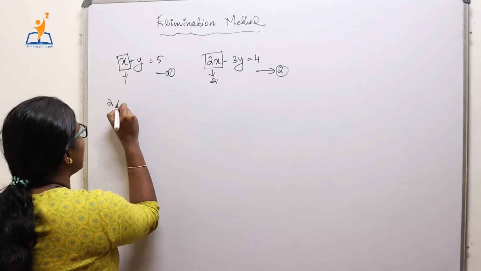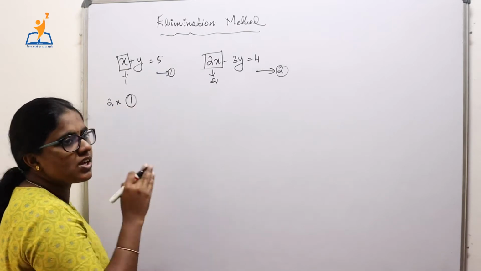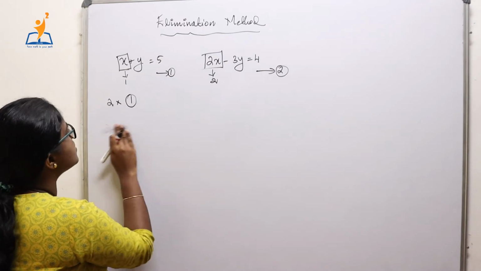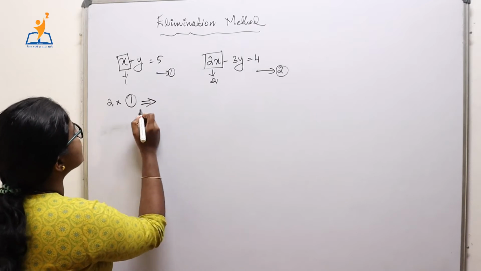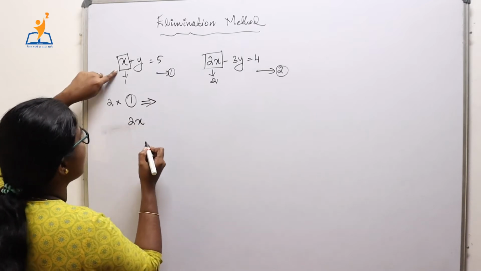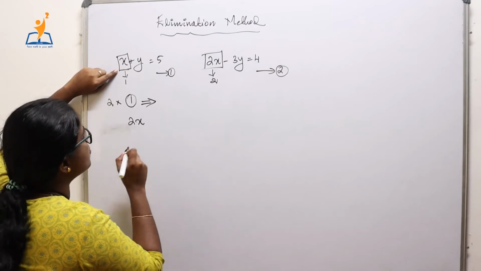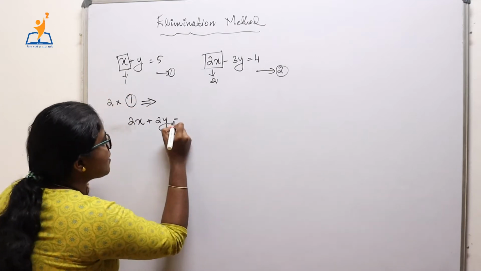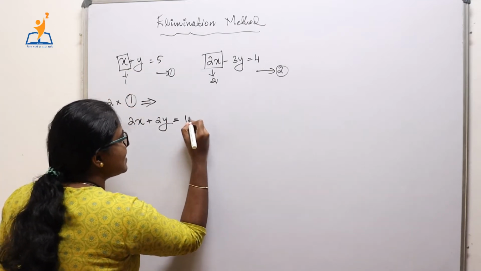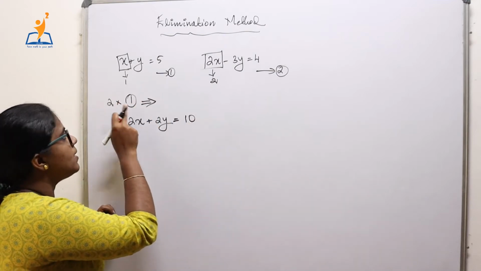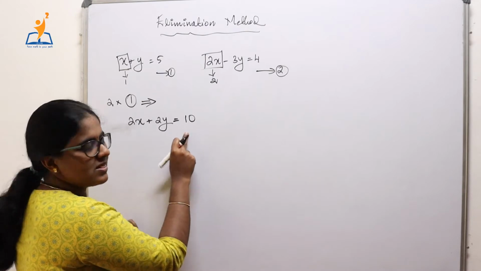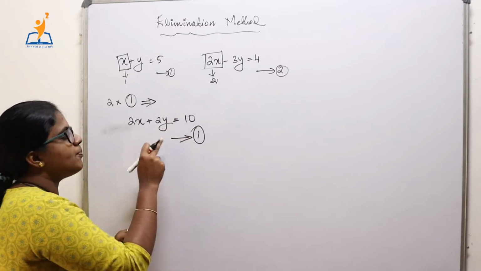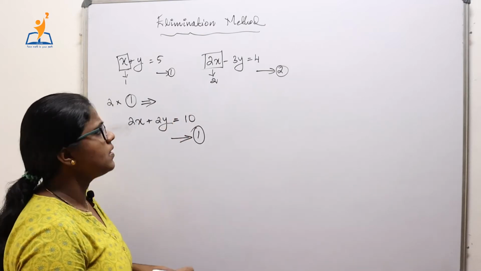So, I am going to multiply the equation 1 by 2. So, what will equation 1 become? Equation 1 into 2 will become like this, that is 2 into x. I multiplied the first term by 2, again plus 2 into y, multiplied the second term by 2, equals 5 into 2, that is 10. So, equation number 1 multiplied by 2 will look like this. So, this equation is equivalent to this particular equation. So, I have named this equation as equation number 1 itself.